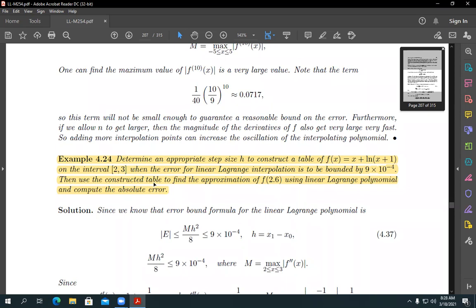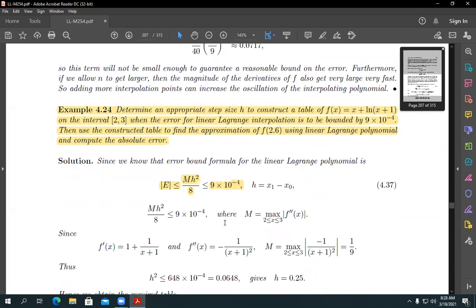Now, first thing you have to know: what is the error formula for the linear case? This is the formula for the linear case. And what is the accuracy given? The accuracy is given here. We need to find h. So what you have to do now is calculate the unknown. We should know M. What is M for the linear case? The maximum value of the second derivative.